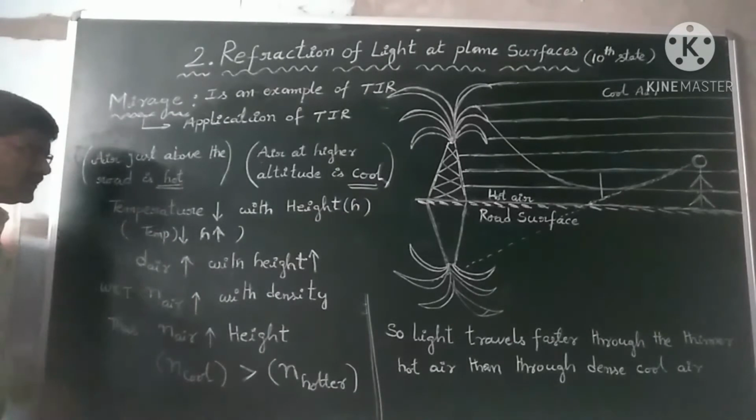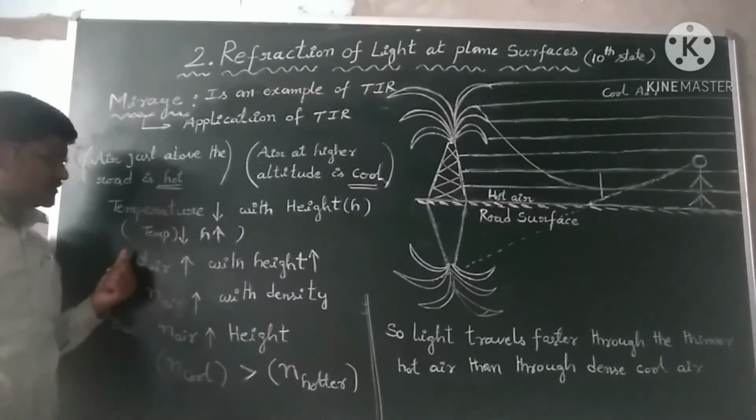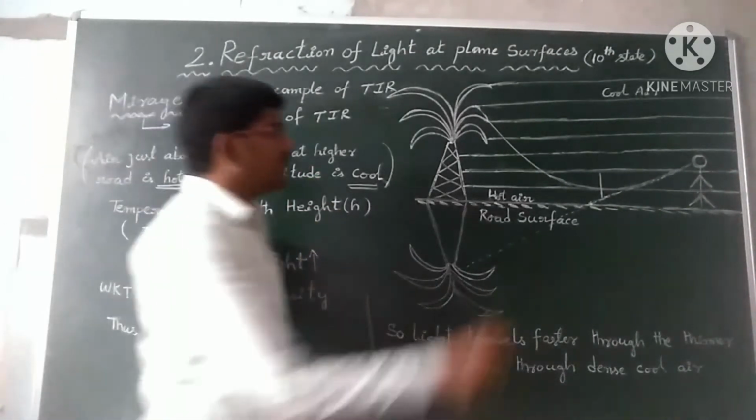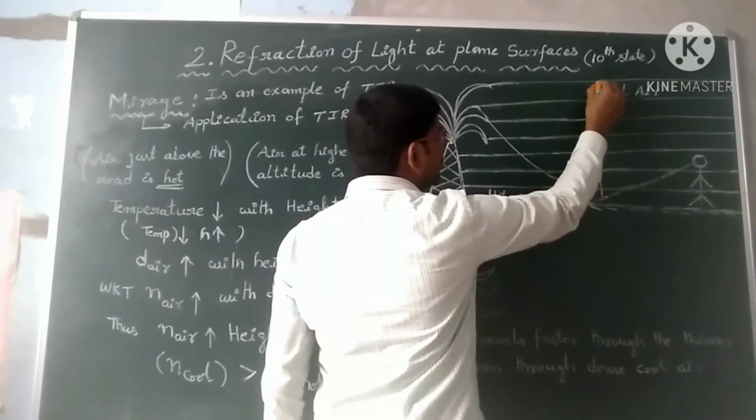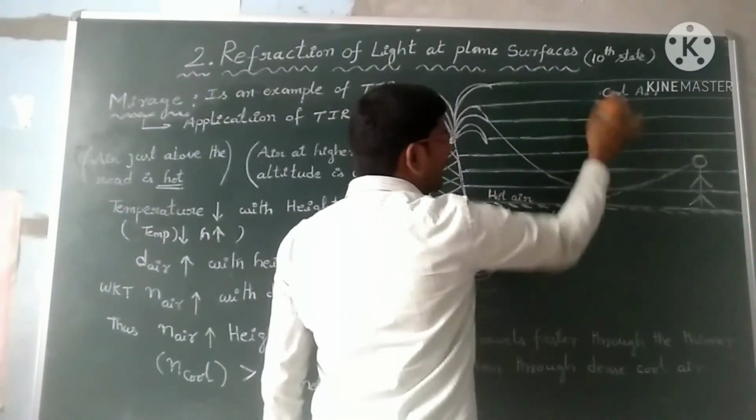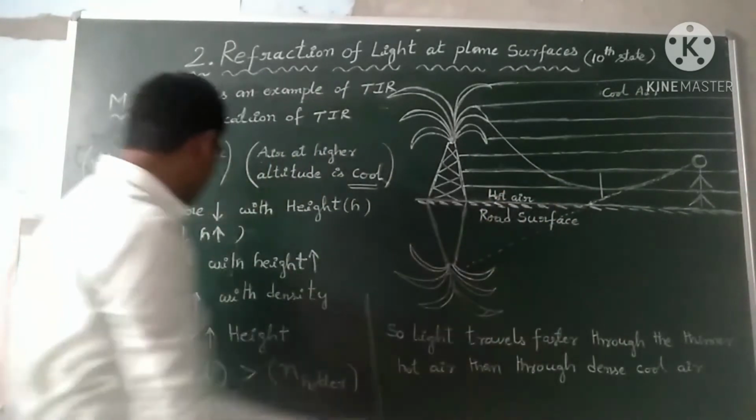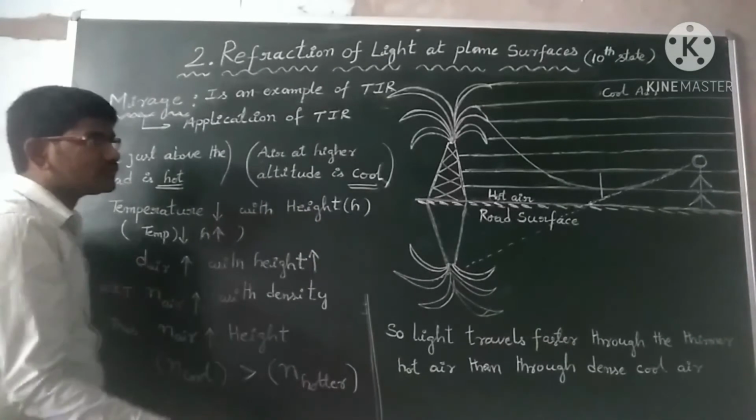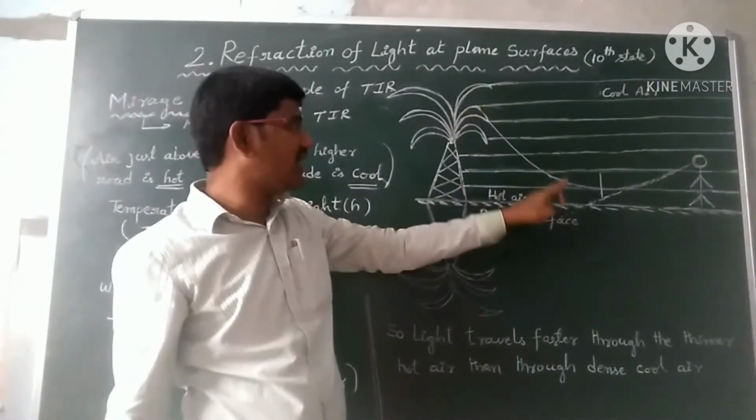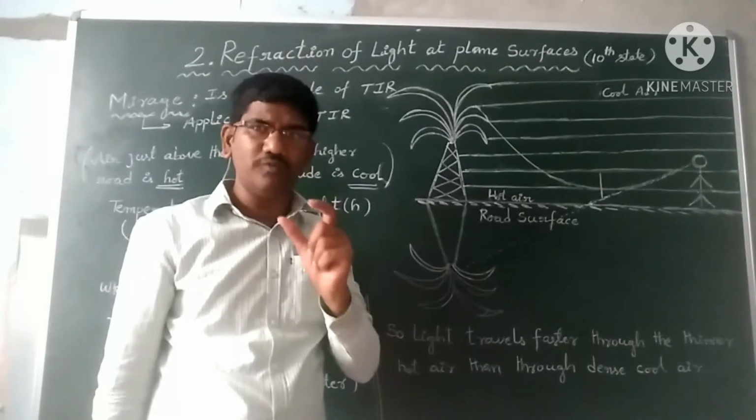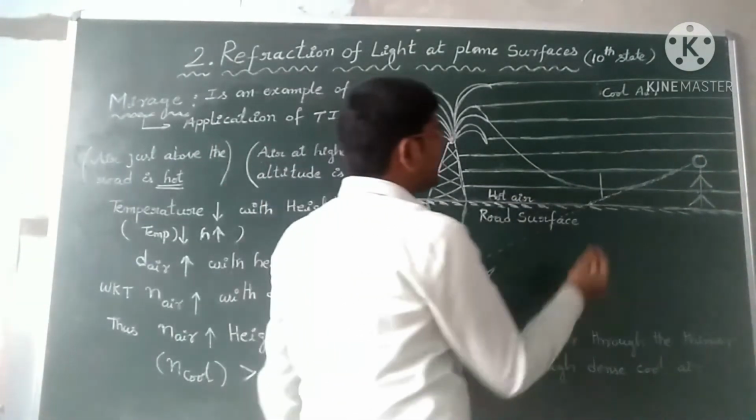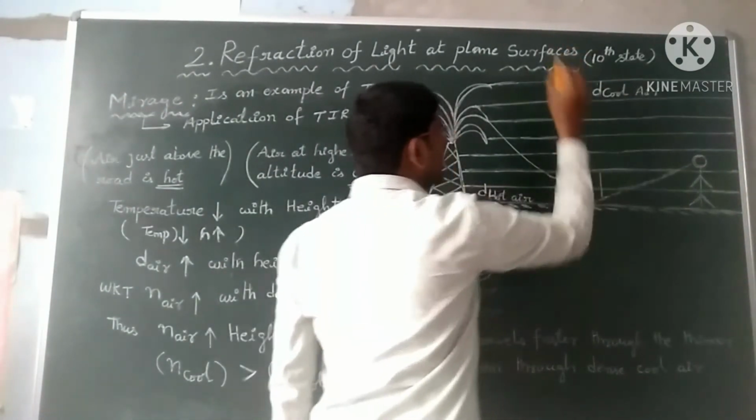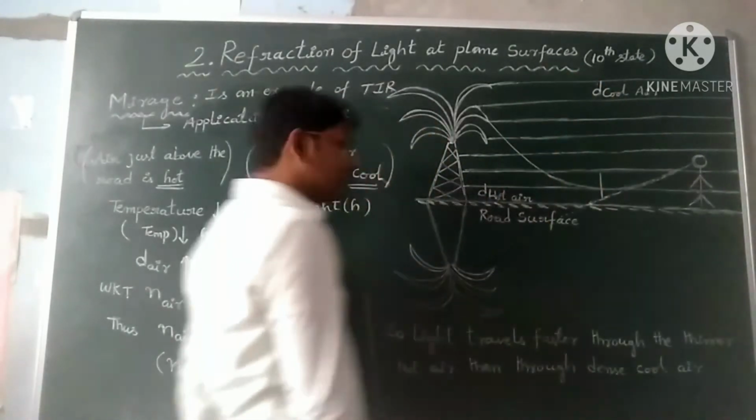Now the next point. As a result, see, density of the air increases with height, because density of the cool air is more and density of the hot air is less. That's why density of the air increases with height. It has more density, it has less density. It's an experimental proof that density of the cool air is greater than the density of the hotter air.